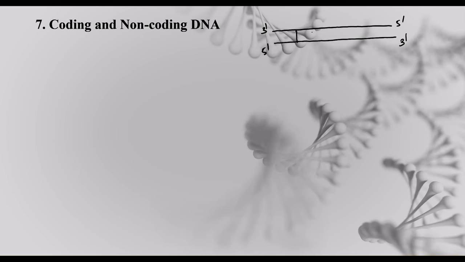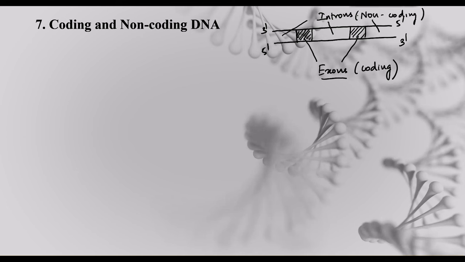Consider these two regions as exons, and the other stuff, this region, is called introns. So the exons are called coding DNA. The introns are called non-coding DNA, which means only the exon regions are going to be converted into mRNA and finally into proteins. Okay, so the introns are not going to form any proteins.